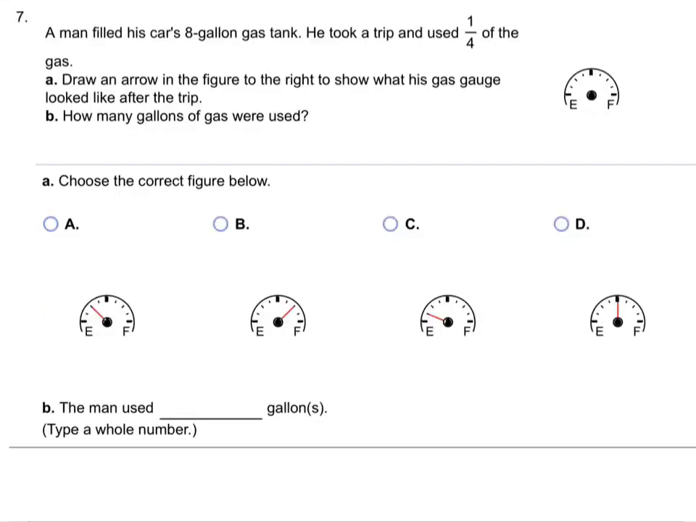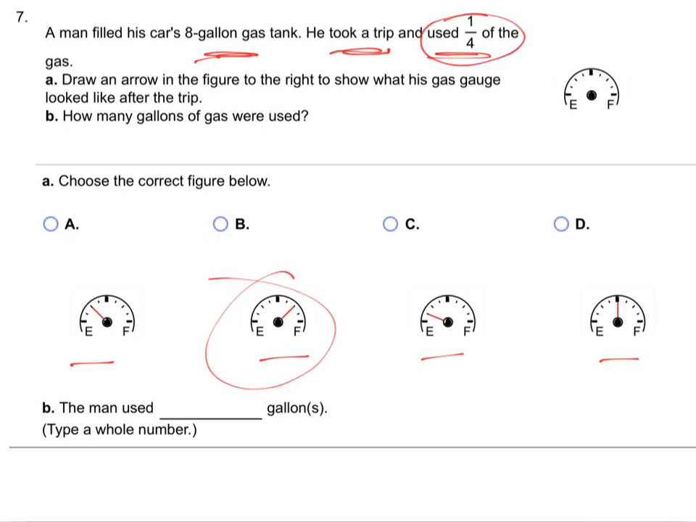Okay, so the man filled his car's 8-gallon gas tank, and then he took a trip and used 1/4 of the gas. So basically, which one of these 4 is how the gas tank is going to look after the trip, after he used 1/4? It's B, because that's 3/4 left. Just looking at fractions on a dial.